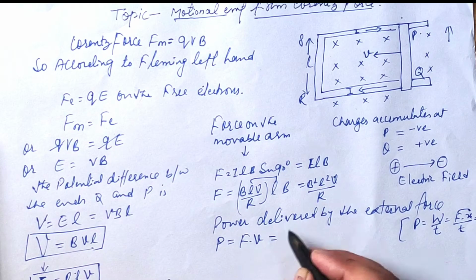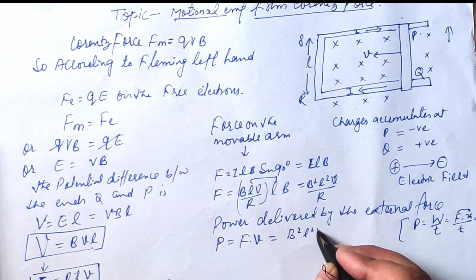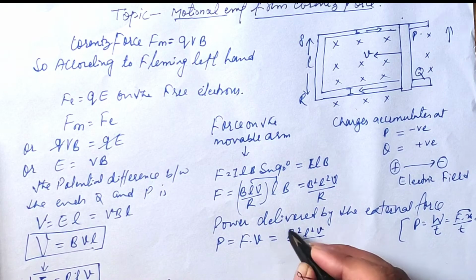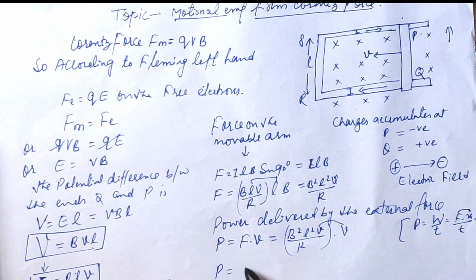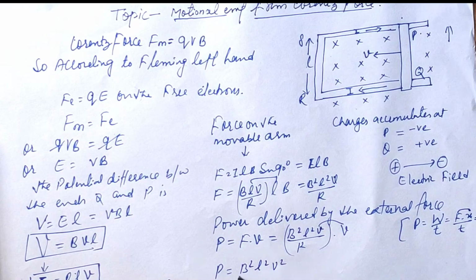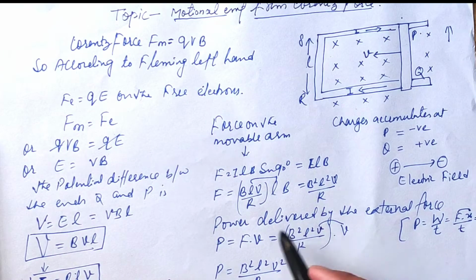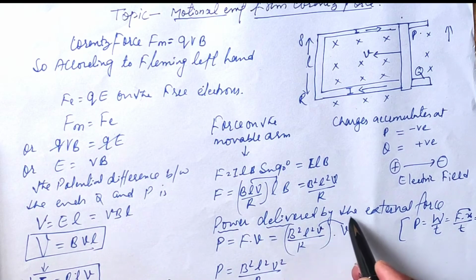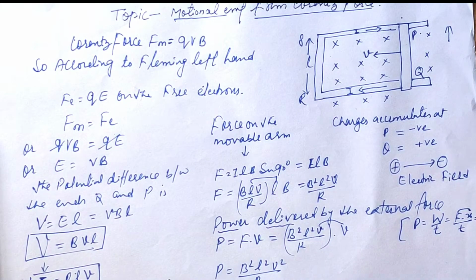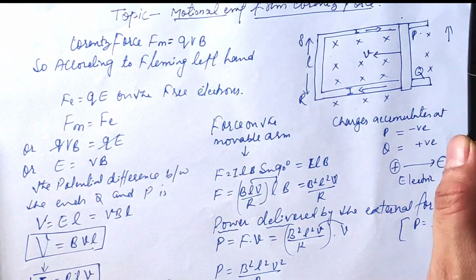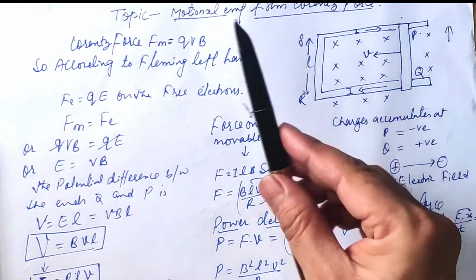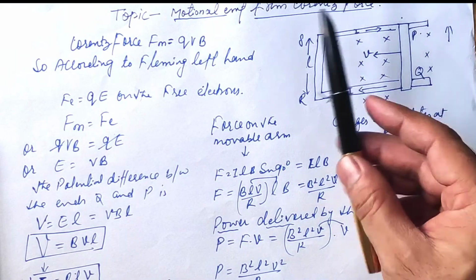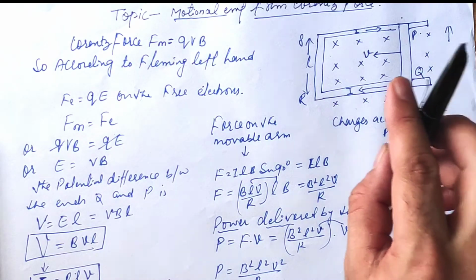We will substitute the value of force, that is B square L square V by R, into V. So multiplying by V, this is B square L square V square upon R. This is the formula for power delivered by the external agent. This is a very important point. Power delivered by the external agent means we have to apply some external force so that the conductor will start moving in a magnetic field, and induced EMF and hence induced current will be produced. That we have already found out.